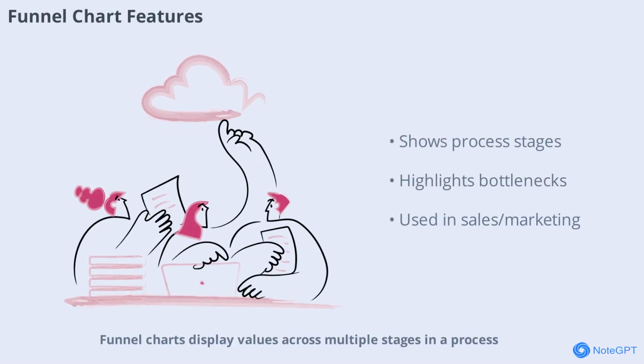Funnel charts display values across multiple stages in a process. They're often used in sales pipelines, marketing campaigns, or project management to show how data narrows down at each step. Funnel charts help you identify bottlenecks, drop-offs, or conversion rates, making it easier to optimize your processes and improve results.